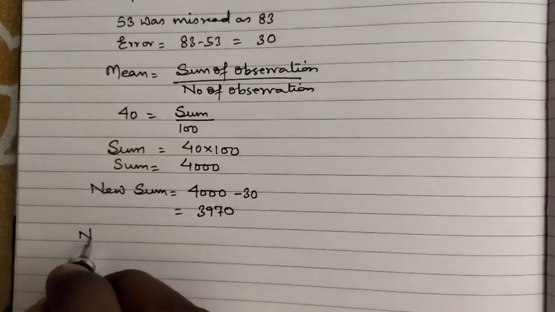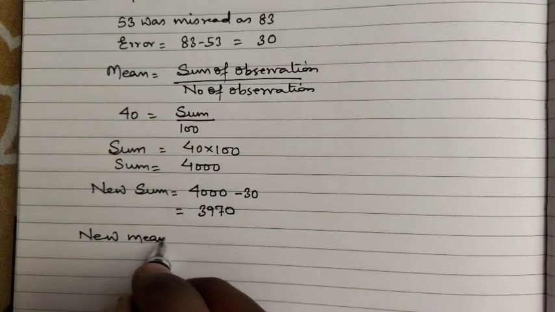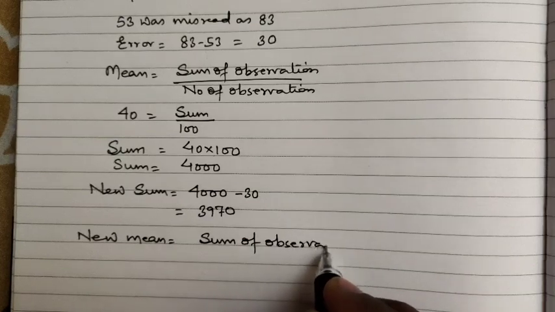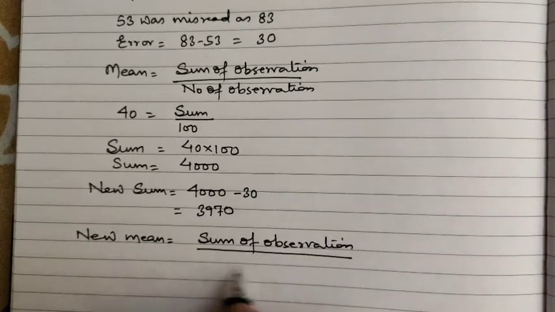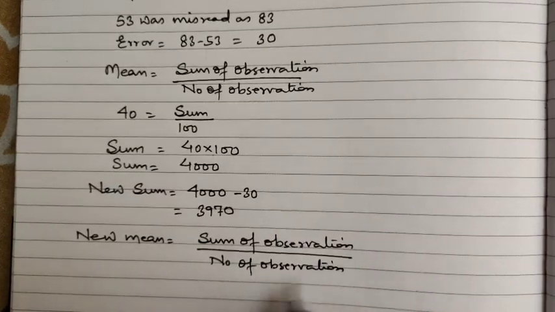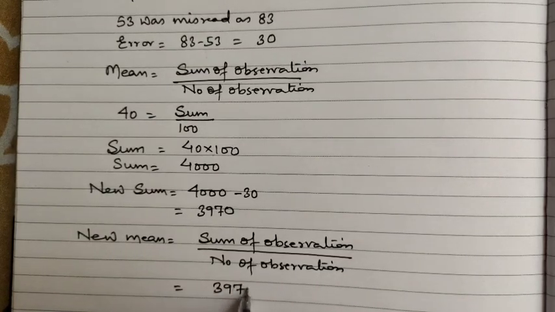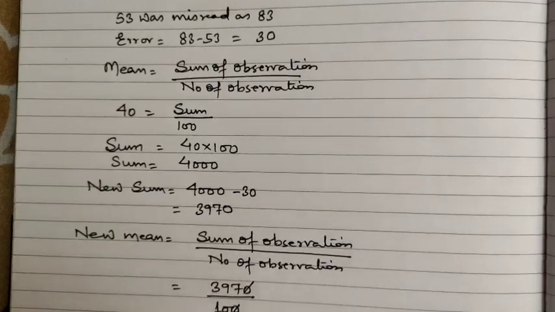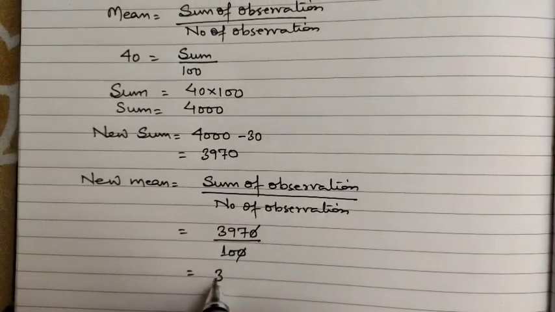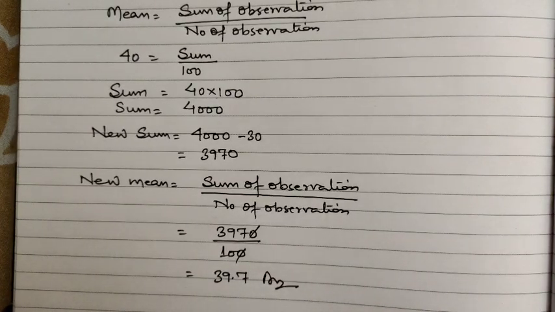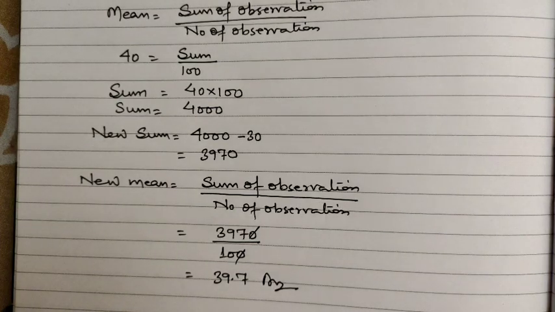Then we have to find the new mean. New mean is equal to sum of observations divided by number of observations. Sum is 3970 by number of observations is 100. 0 cancelled and 10 is remaining. We'll put a decimal here, it will become 39.7. I hope that this type of question is clear to you. And next we will solve question number 18.